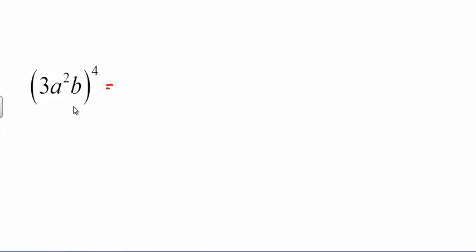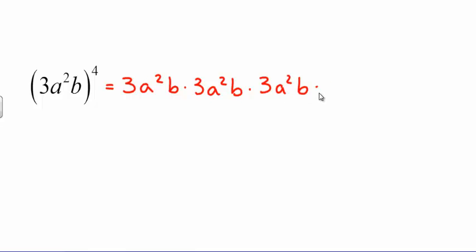Down below here, we have 3a squared b raised to the 4th power. So we're going to write this 3a squared b 4 times. So there's our first one. Here's our second one. Here's our third one. We've got to write one more. So once we write all these out, then we're going to start combining the things that we know we can combine.